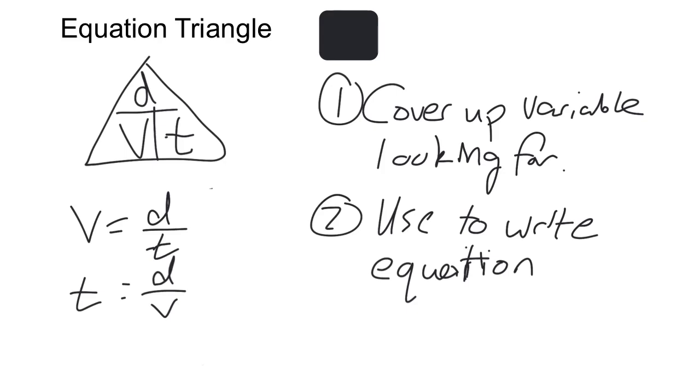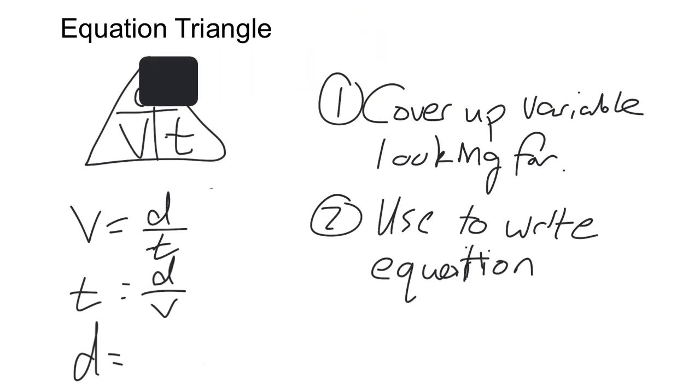The way that we would do that is we would first cover up the variable that we're looking for. So we know that we're looking for D in this case. So we're going to take this box and we're going to cover it up. And we're left with V and T down on the bottom.